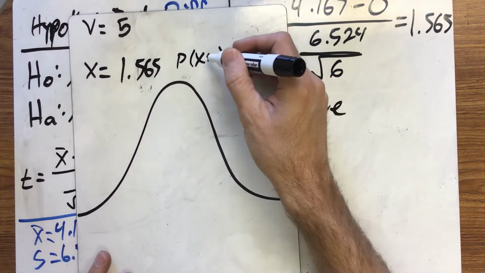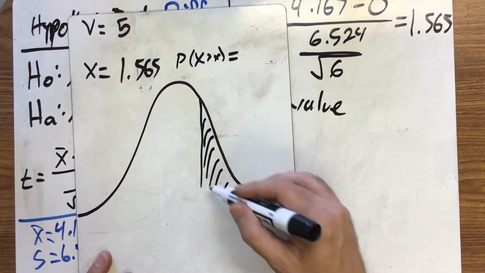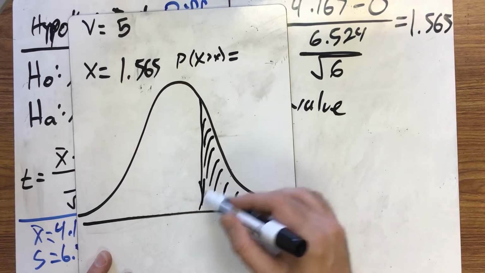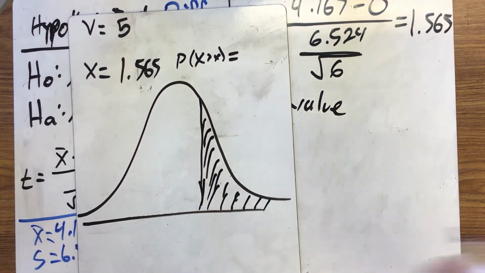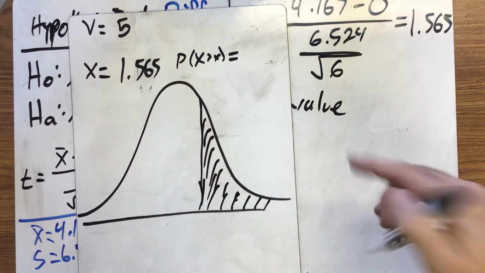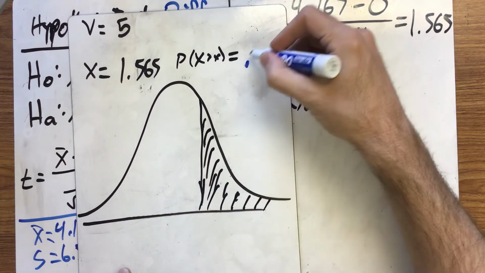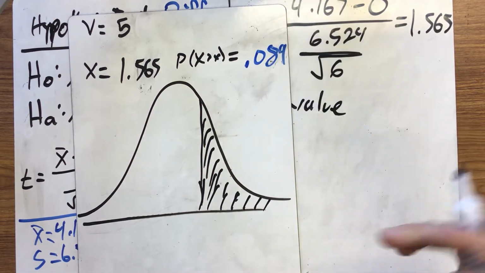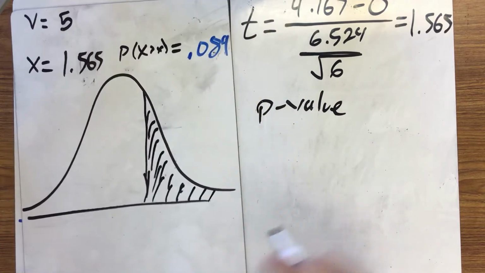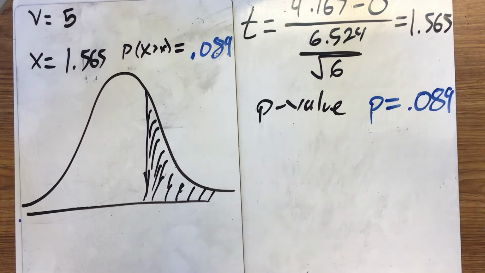And then you'd have to make it greater than, because we want a picture where it shades to the right. If you have it less than, it'll be shading the wrong side of the graph. So make sure it's shading to the right and you've got the greater than sign. And then the number that should pop up is 0.089. And so that's our p-value: p equals 0.089.